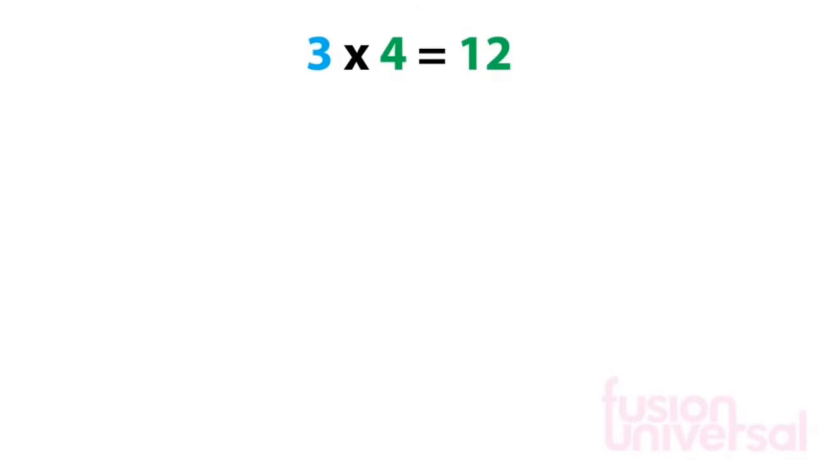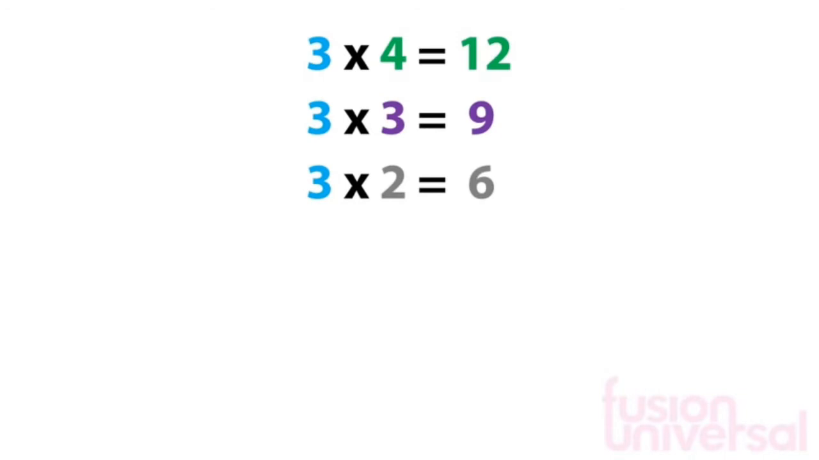If we move down the 3 times tables, we get 3 times 3 is equal to 9, 3 less than 12. Another step down the table gives us 3 times 2 is equal to 6, another 3 less. Each step down the table reduces the value by 3. So when we get to 3 times 0, it must be 0.